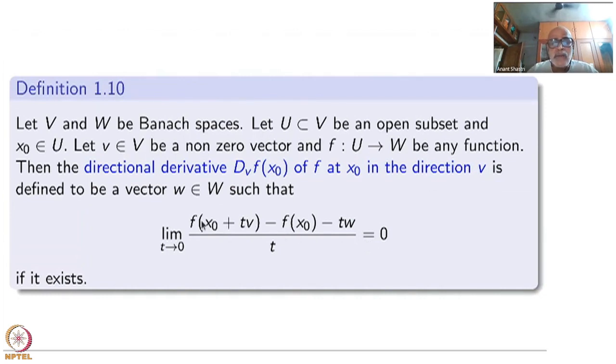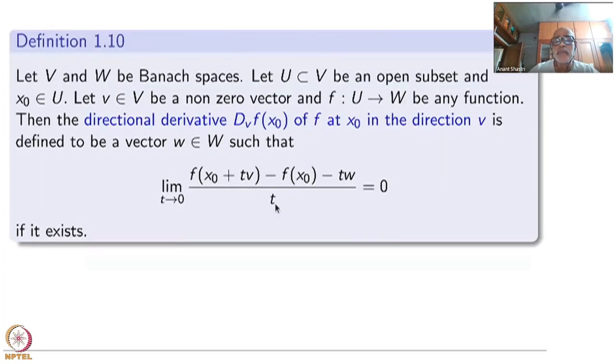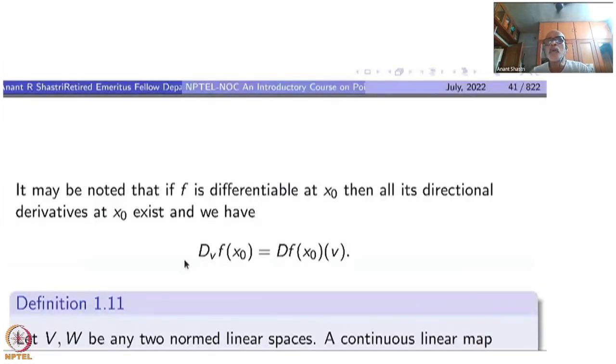In other words, if you just look at f of x naught plus t times v, this function must be differentiable as a function of t, and its derivative is w. That's called the directional derivative. Exactly the same definition as in usual multivariable calculus, and you can immediately verify that all the directional derivatives will exist as soon as the derivative at x naught exists. So often one calls the other derivative which you have defined the total derivative. These are directional derivatives, those are total derivatives. We can talk about partial derivatives, but then you have to fix coordinates. In Banach spaces, coordinate fixing is something very fishy. You don't want to do that.